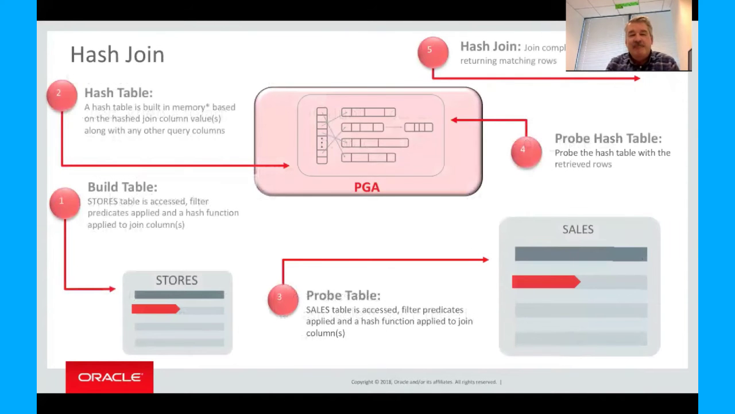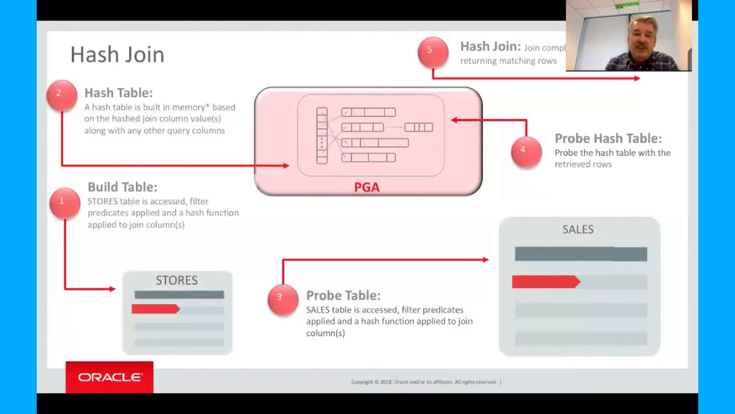So we talked about how typically a hash join will join a smaller table to a larger table. We scan the smaller table, build an in-memory hash table in the PGA, and then we join that to the larger table and probe that hash table to see if we have a match.